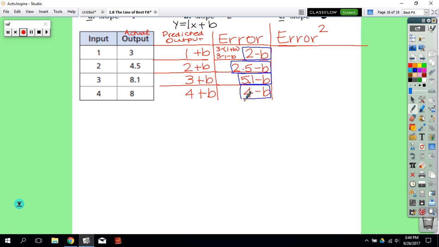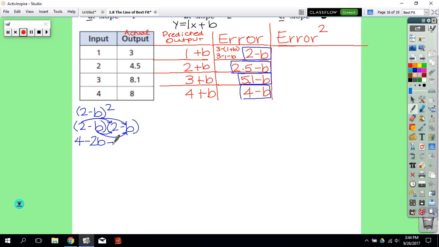method. So the first one, if we take 2 minus b and square it, that means that we have to take 2 minus b times itself. So 2 minus b times 2 minus b. The first time through, we're going to distribute the 2. So 2 times 2 is 4, and 2 times negative b is negative 2b. And then the next time through, we're going to distribute the negative b.